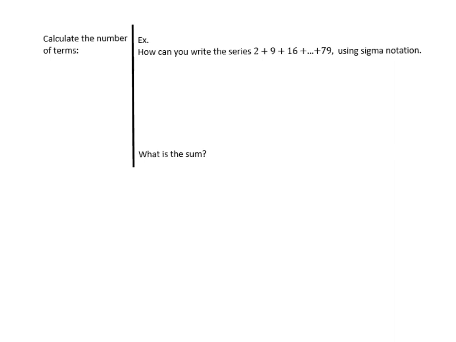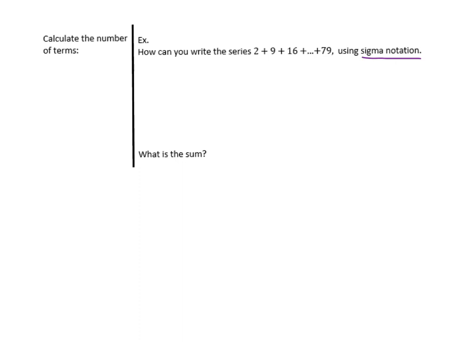Let's use what we've learned about finding series and sums to work backwards. How can you write the series 2 plus 9 plus 16 plus ... plus 79 using sigma notation? That means we need to find an answer that looks like the example up above. We'll use that sigma symbol. We need to know how many terms we have, and we have to find the explicit formula. We have all the tools, we just need to figure out how to use them.